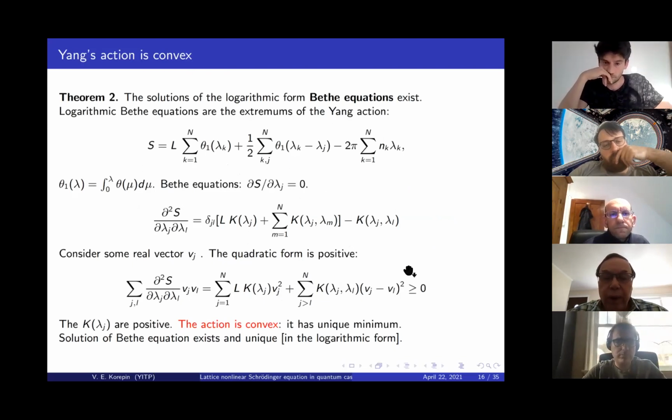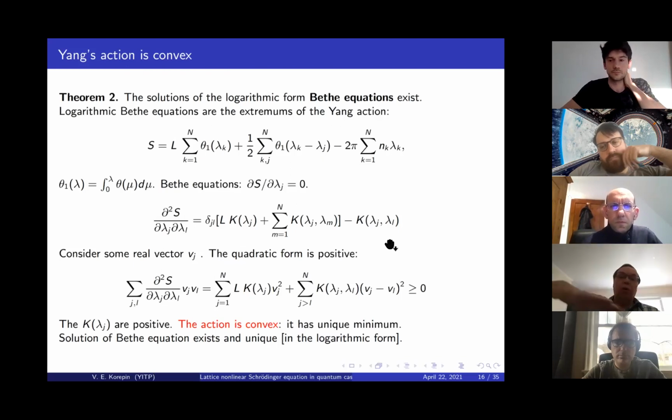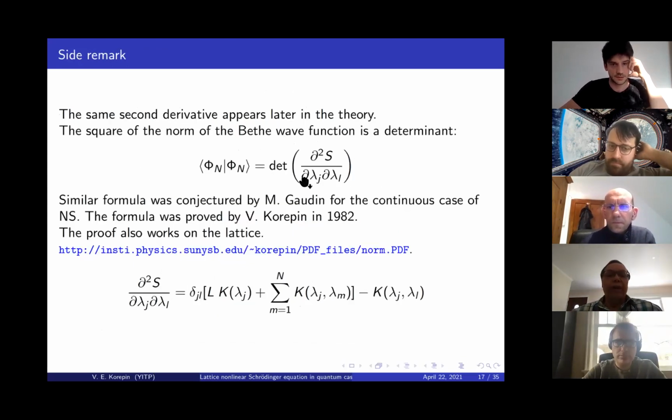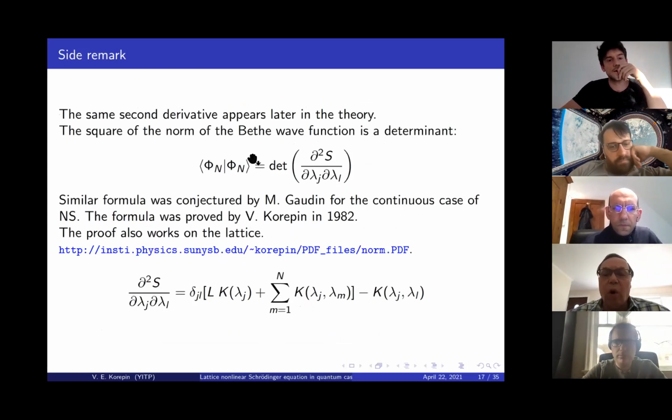So a positive quadratic form means that all the eigenvalues of this matrix of second derivatives are positive, so S is convex. The Yang action is convex, with a unique minimum. So this means that the Yang-Bethe equations have a solution, and it is uniquely defined by that set of integers. So nice. This matrix of second derivatives also appears later in the series. The square of the norm of that wave function is the determinant of this matrix.